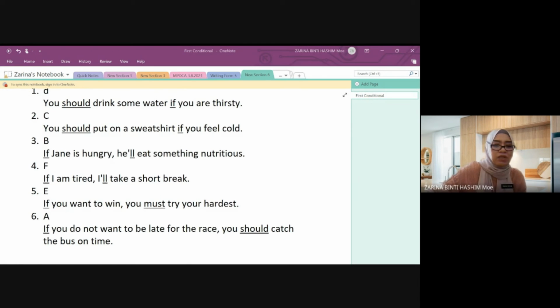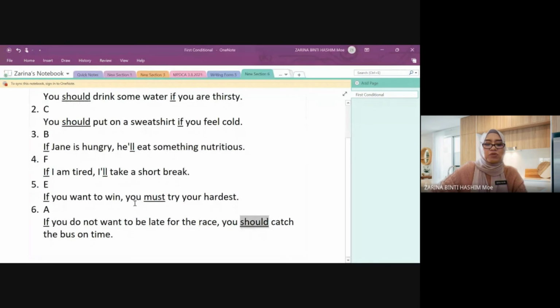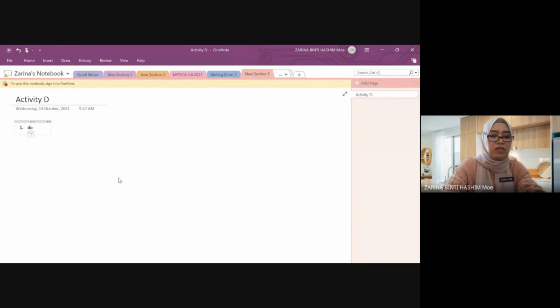Again, activity D, complete the text with the correct form of the verbs in brackets. I show you one example. Let's say the first one, if you not know. So what should you write here? If you, before the word not, what should we put? I give you one example. If you do, you have to add do, do not know. So do, the D must be small, cannot be big. If you do not know, that would be the answer to number 1.